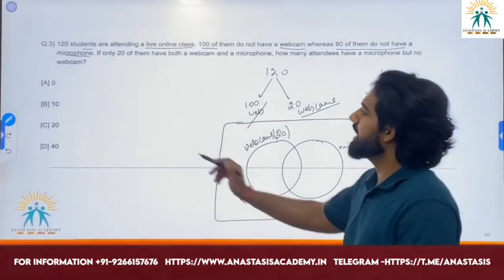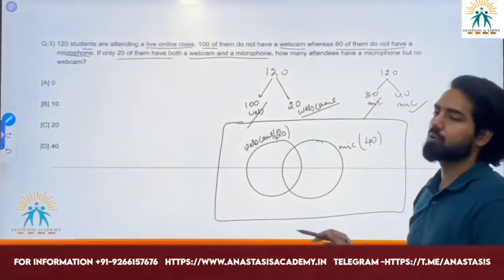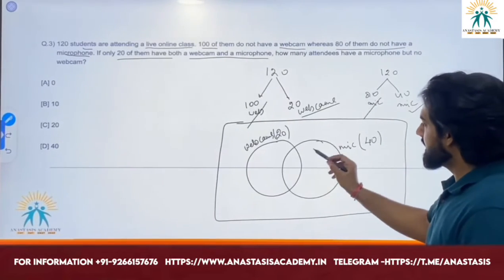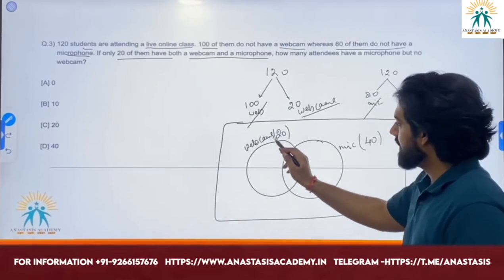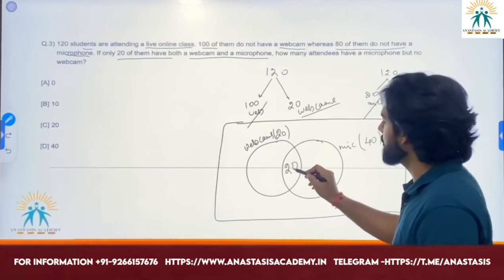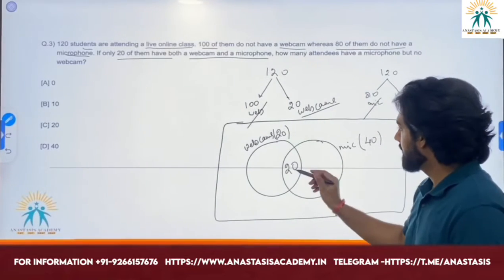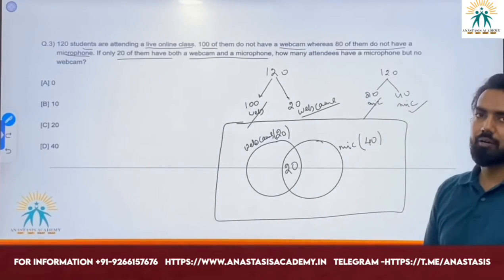Now it is given that only 20 of them have both a webcam and a microphone. So this is the region of students having both webcams and mic, and it is given as 20 students who have both webcams and mic.